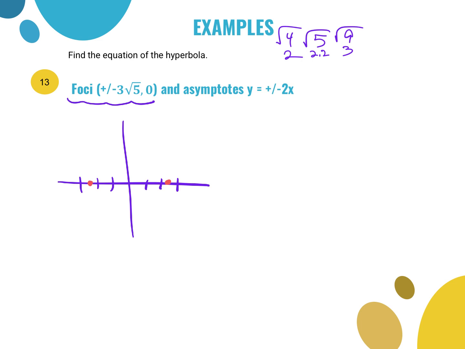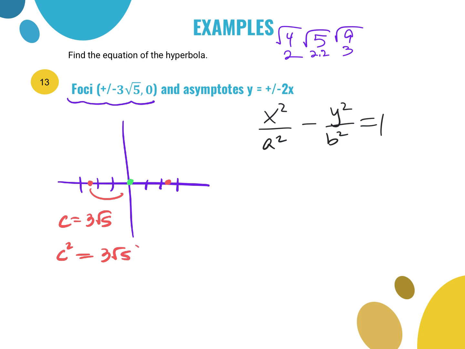So over here, when I go to fill this in, the equation I'm filling in is going to be x squared over a squared minus y squared over b squared equals 1. So the midpoint of these 2 focus points is 0, 0. So I can get my c value here. My c value is going to be 3 square root 5. So once I square it, 3 square root 5 squared, this is going to give me 9 times 5. So c squared equals 45.